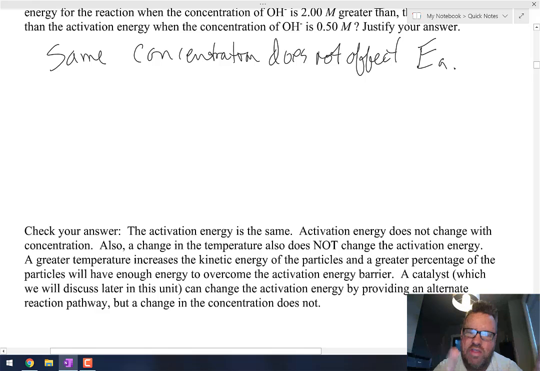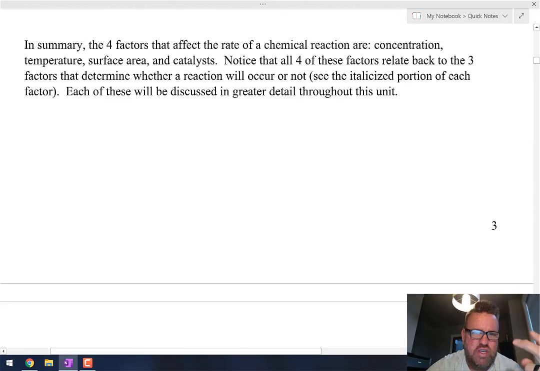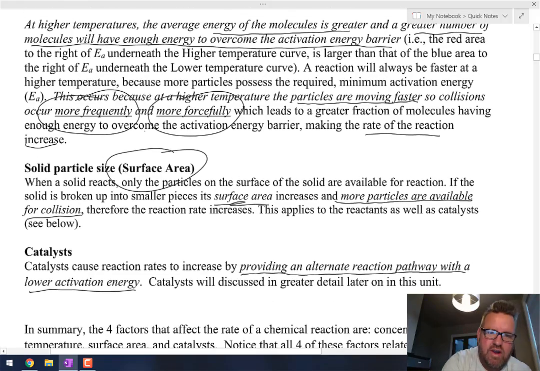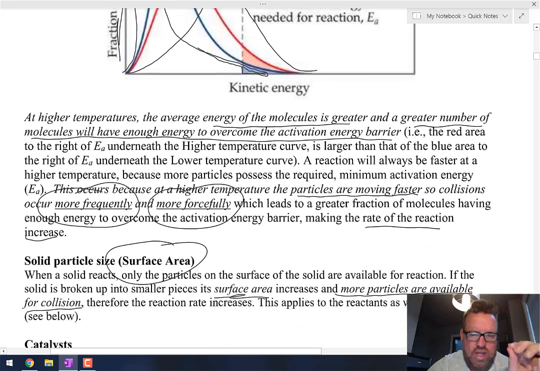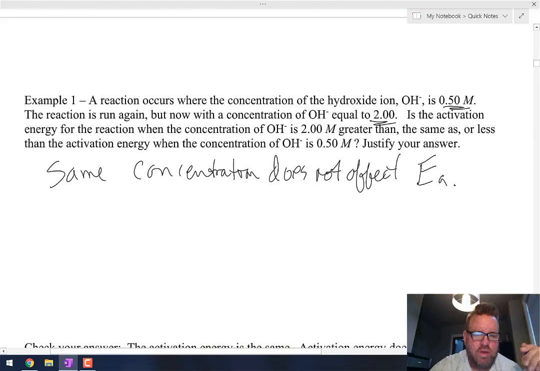Again, the only thing that affects activation energy, which we'll get into more detail later on, is a catalyst. And how does it do it? By providing that alternate reaction pathway. But a change in concentration, a change in the temperature, and a change in surface area do not change the activation energy. They just either allow the particles to have more energy to get over that activation energy barrier or not.